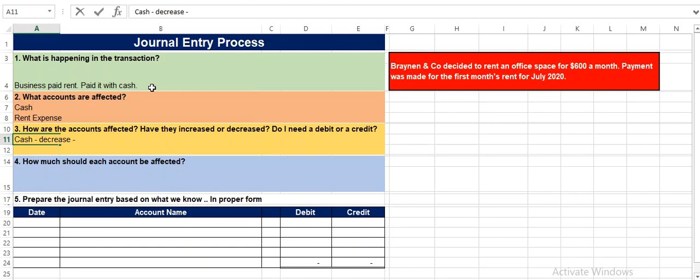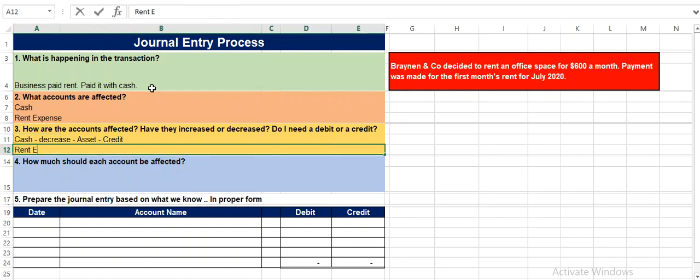And so I understand it's going to decrease, but what do we do to the account called cash? How do we make it decrease? Well, we first have to figure out what type of account it is. A cash account is an asset account. In order to decrease an asset account, we have to credit. So let's credit the cash account. That's all we need to know about the first account.